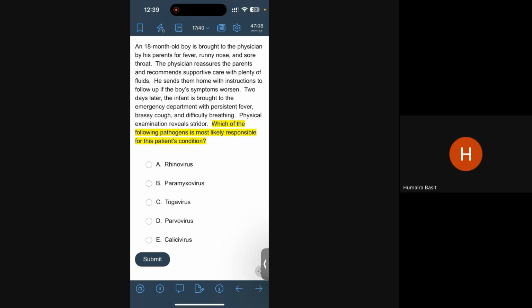An 18 month old boy is brought to the physician by his parents for fever, runny nose, sore throat. The physician reassures the parents and recommends supportive care with plenty of fluids. He sends them home with instructions to follow up if the boy's symptoms worsen. Two days later, the infant is brought to the emergency department with persistent fever, brassy cough, and difficulty breathing. Physical examination reveals stridor.